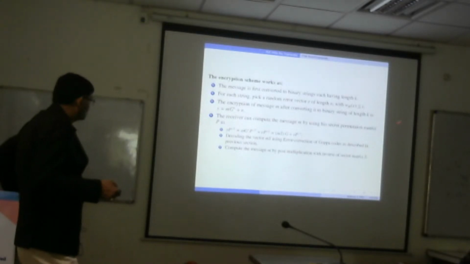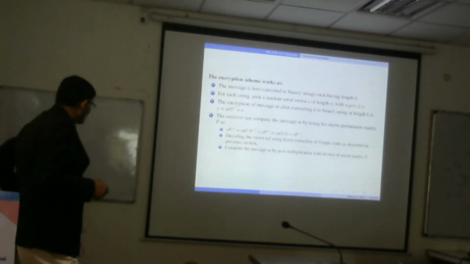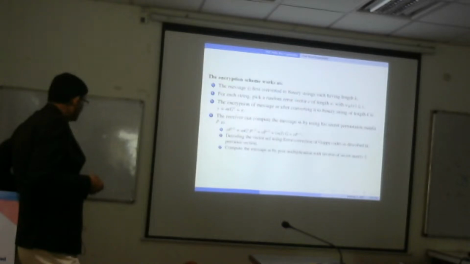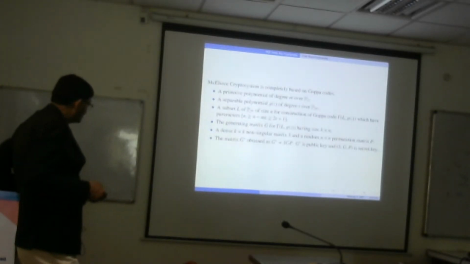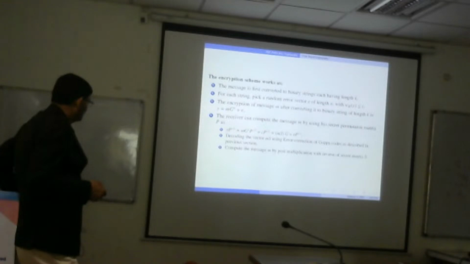To encrypt the message, we simply compute M times G star plus E. So the encryption technique is easy. We just have to do matrix multiplication and then matrix addition. For the decryption, the secret key is S, G, P. First we multiply by P inverse, so we get M S G plus E P inverse, because the P inverse cancels out the P in G star. So what we will have here is M S G plus E P to the power minus 1.